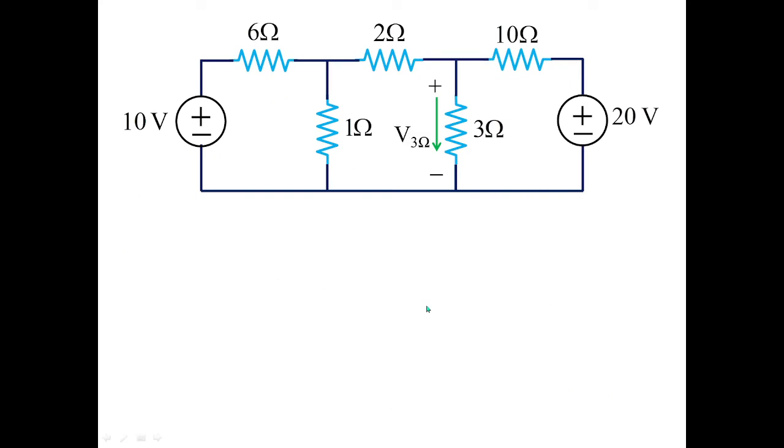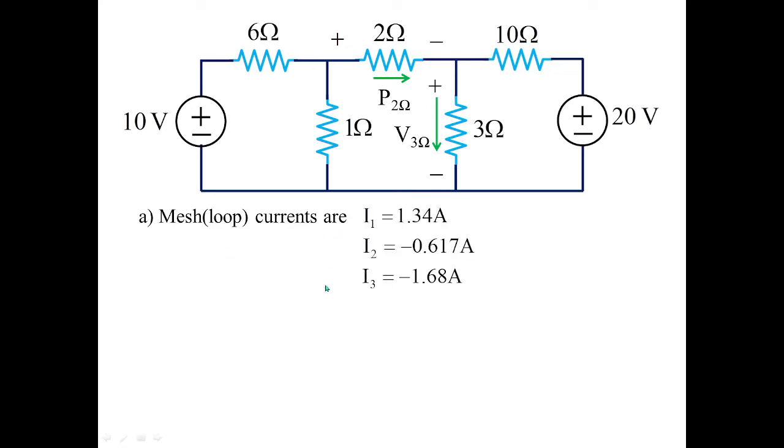Now the second goal of our problem is to find out the voltage developed across 3 ohms. Mind you, we need to find out the voltage in 3 ohms, which is situated between loop 2 and loop 3. Therefore, the current which is going to travel will be I2 minus I3, and the power which is going to be developed across 2 ohms will be having the impact of the current which is flowing in 2 ohms, that is I2. So mesh loop currents are already calculated as I1, I2, I3.